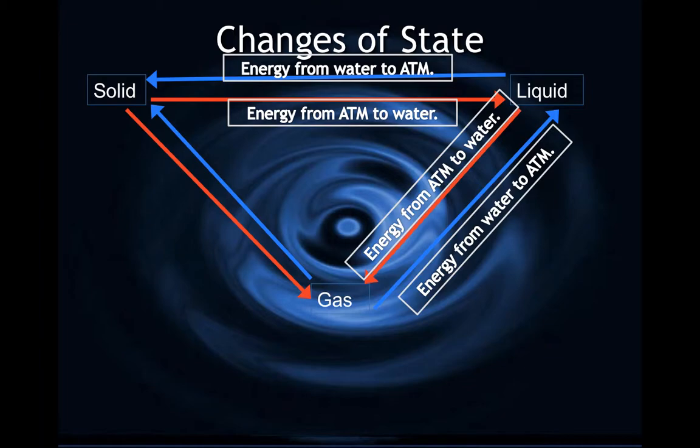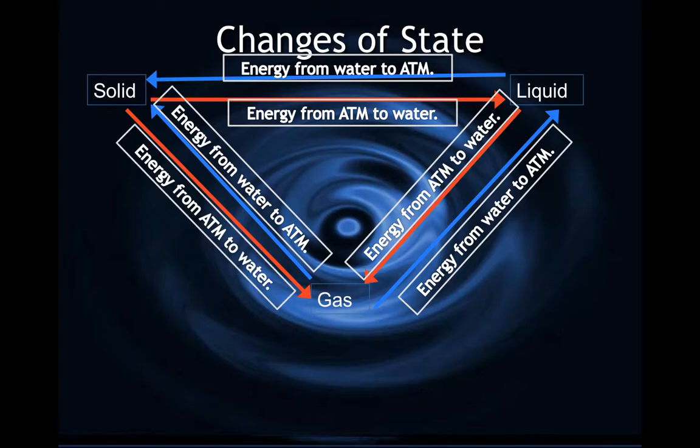All right, our next arrow, from a gas to a solid, energy goes from the water to the atmosphere. So in order to go from a gas to a solid, those water molecules really have to slow down a lot, and so they're going to go out of the water and into the atmosphere. And then the exact opposite, from a solid to a gas, energy has to go from the atmosphere to the water in order to make those molecules move more.